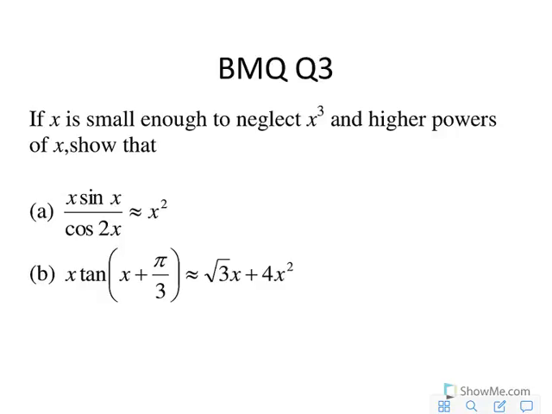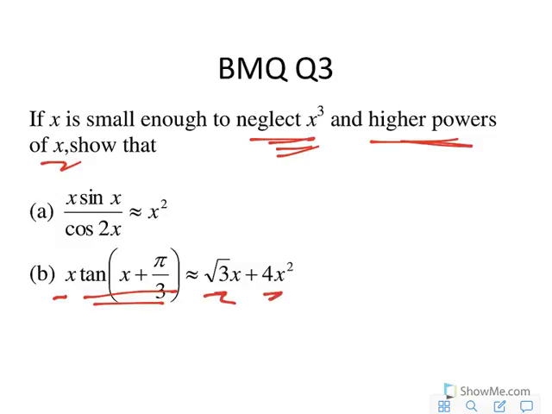Okay, so the next question we'll go through now is BMQ question 3b. Previously we have done 3a, which is in a separate video. Now we're going to do 3b. We are going up to x cubed, the x power 3, and highest powers of x. We're going to show that x multiplied by tangent of x plus pi over 3 approximately gives us square root 3 x and 4x squared. How do you go about doing this?